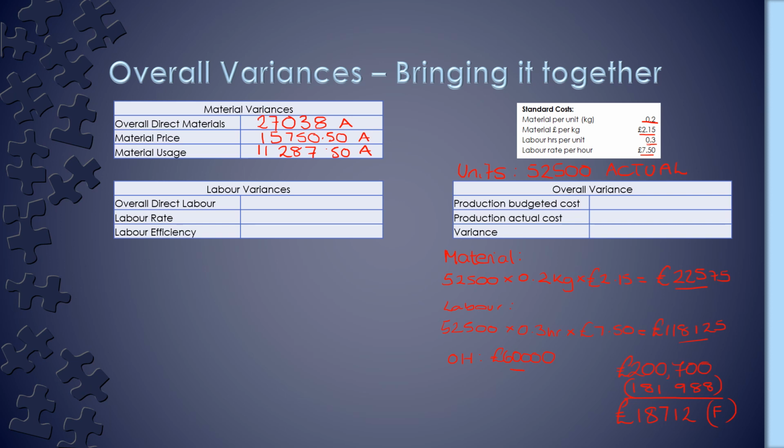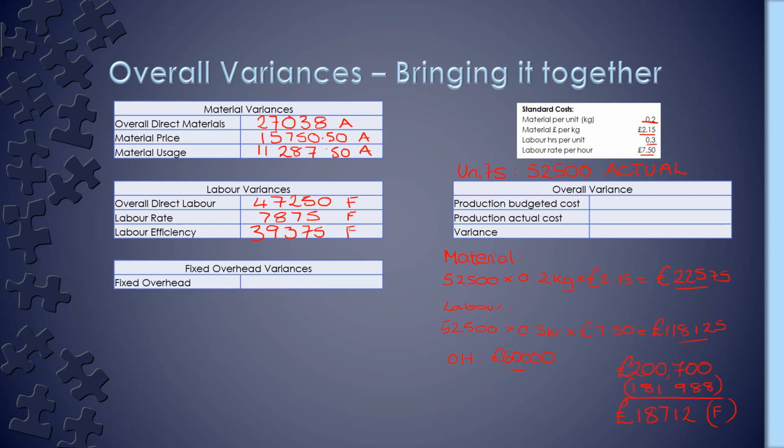Our overall labour variance was £47,250 favourable. Our labour rate variance was £7,875 favourable, and our efficiency variance was £39,375 favourable. Our fixed overhead variance was £1,500 adverse.